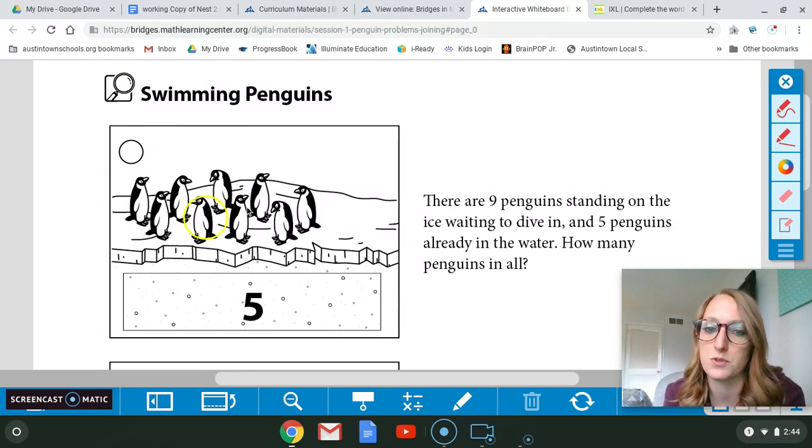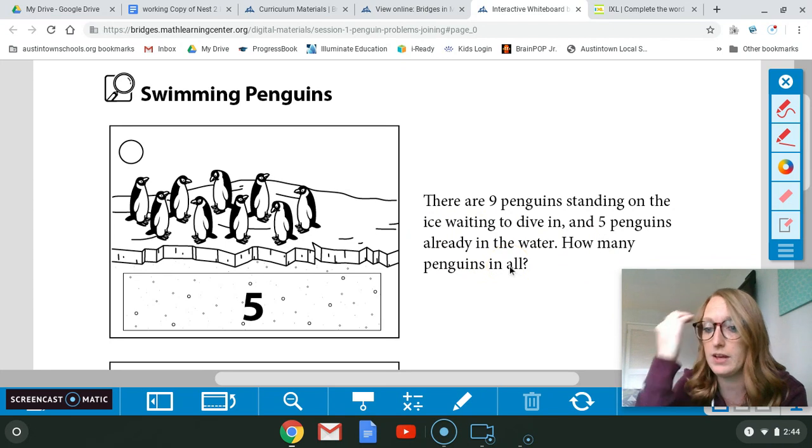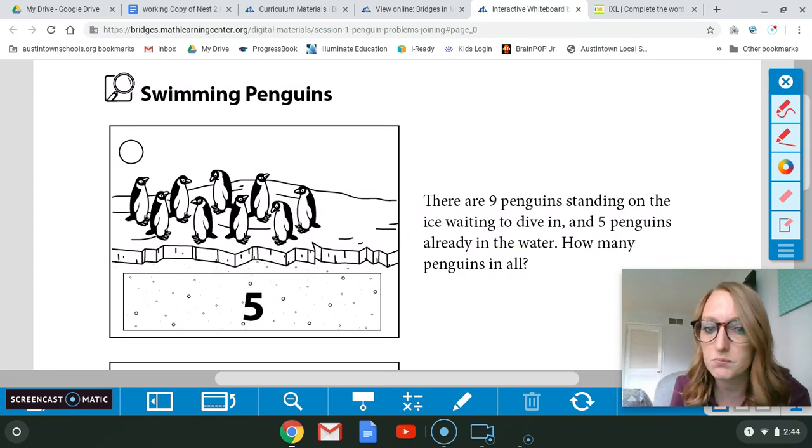So let me read the first one to you. Here we go. There are 9 penguins standing on the ice waiting to dive in, and 5 penguins are already in the water. How many penguins in all? We see this word in all. When we see in all, what does that mean? If you are with me, what that means is that we are putting them together. We are joining these numbers to see all together, okay?